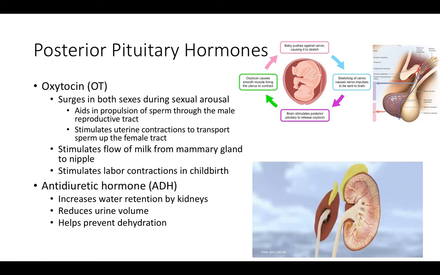So ADH is responsible for increasing water retention in your kidneys. We haven't talked about the urinary system yet, but once we get there, you'll realize that the kidneys play a key role in producing urine. And so when we're dehydrated, ADH is a hormone that reduces our urine output. So it helps us from becoming dehydrated, and it does that through having our kidneys retain more water.